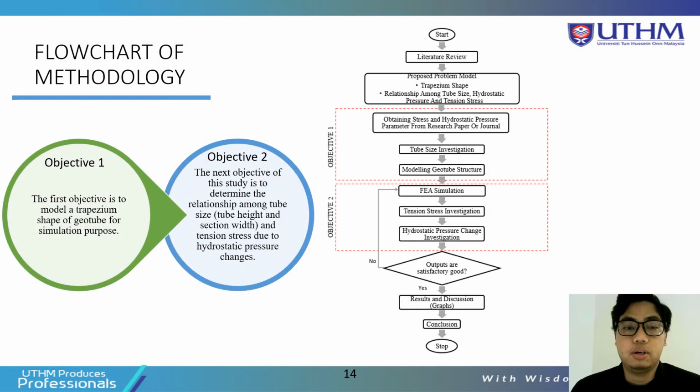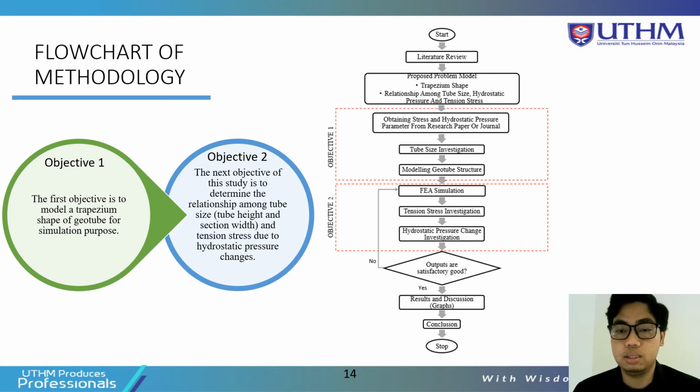This is the flowchart of the methodology of the study. It consists of my two objectives of the study. So the first objective is to model a trapezium shape of geotube for simulation purpose. The second objective is to determine the relationship among tube size and tension stress due to hydrostatic pressure changes.